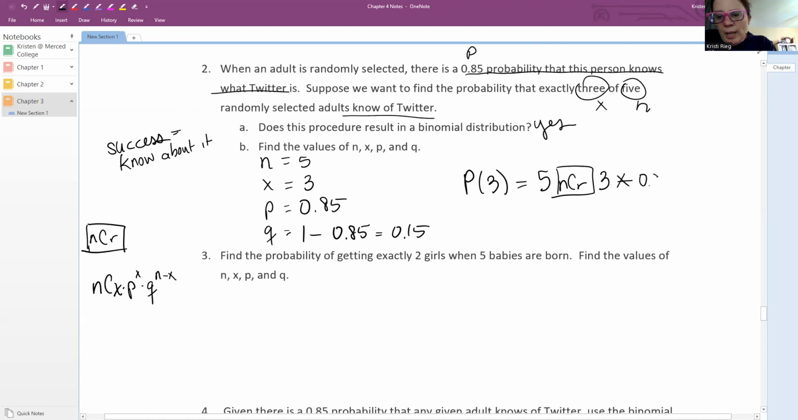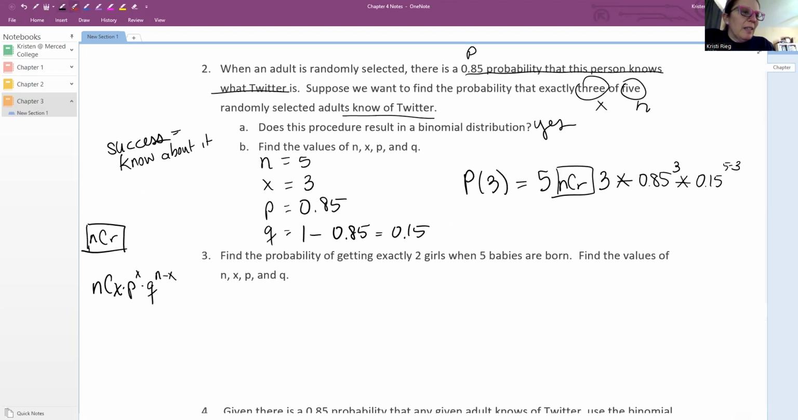P is 0.85 to the X power, which is 3, times, I'm just making them little stars so they're dramatically bigger than decimal points. I guess I could use parentheses. Oh well. Times Q, which is 0.15, to the N minus X, the 5 minus 3 power.